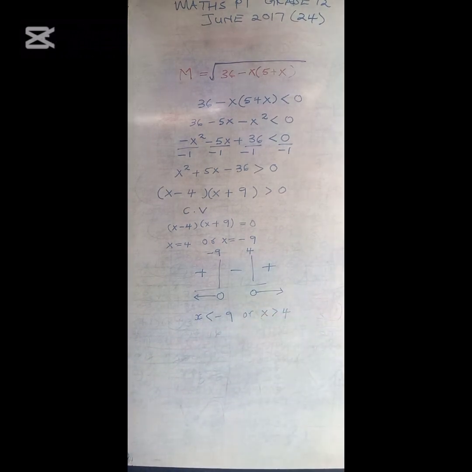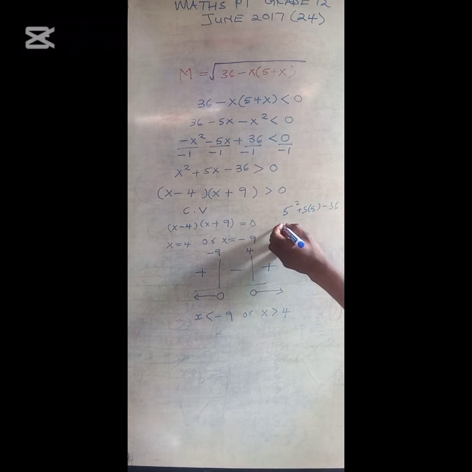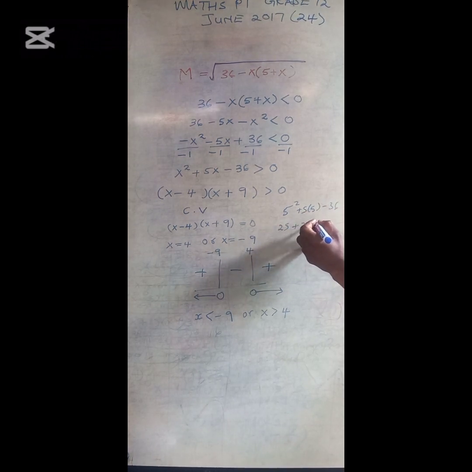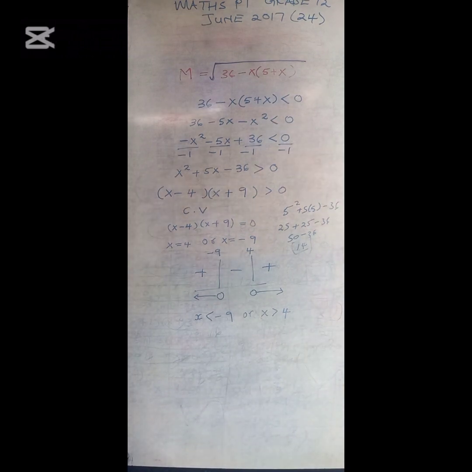Let us test it. Let us take any number that is greater than 4. For example, let us take 5. 5 is greater than 4. So we will have 5 squared plus 5 into 5 minus 36. 5 squared is 25. 5 by 5 is 25. That is 50 minus 36, which is 14. 14 is greater than 0.